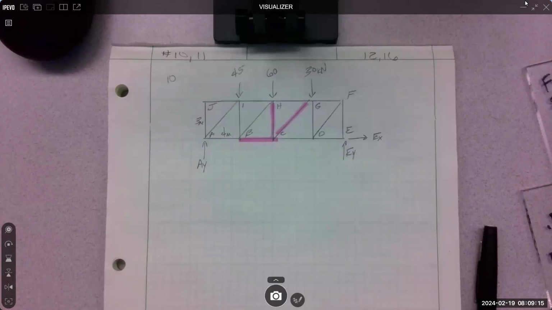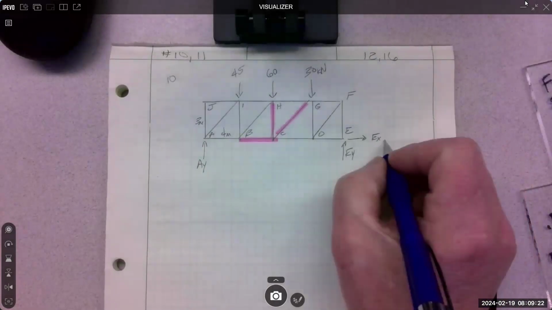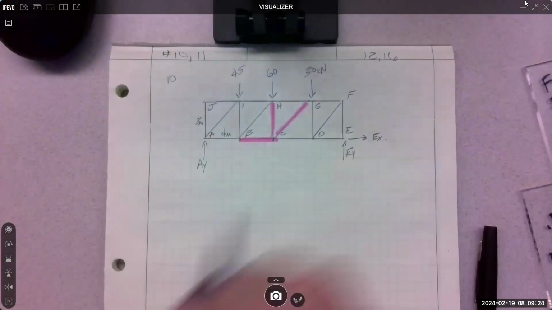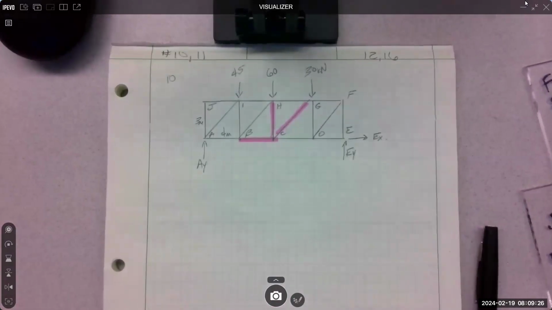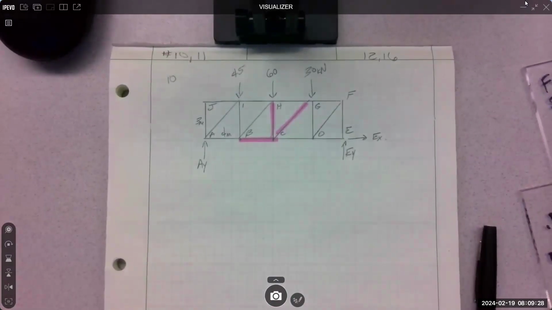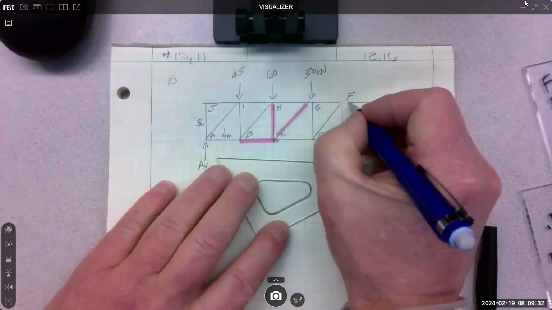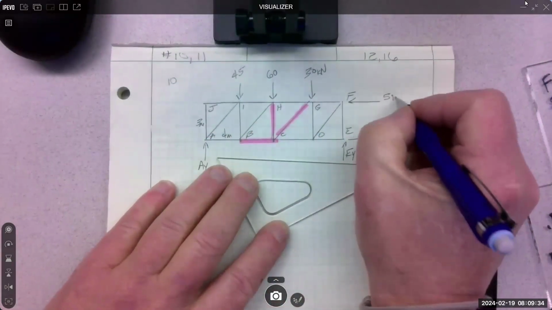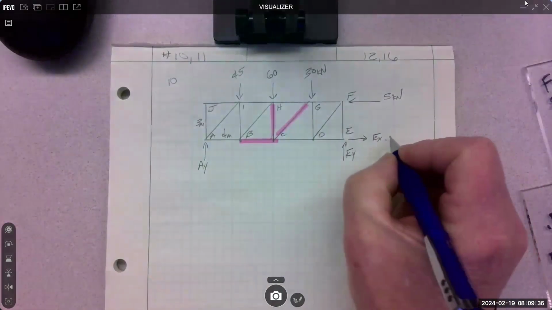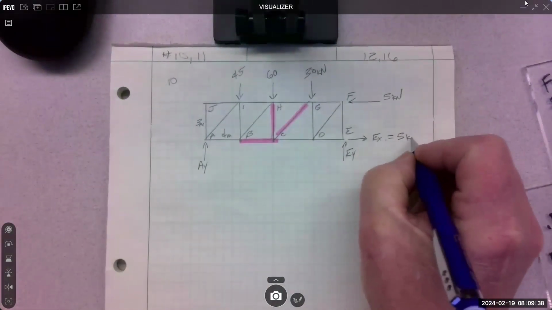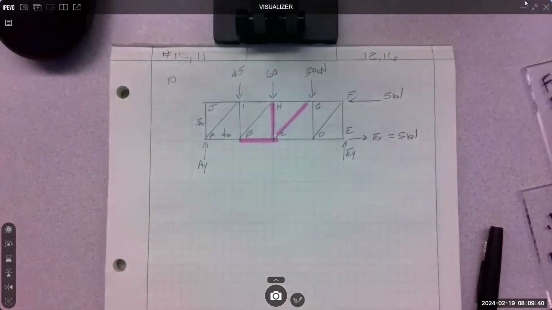What do we get for the reactions? EX is 5. Where's the 5K at? Did I not get it? Oh, there it is. Yeah, I forgot it. Thank you. That is true then. 5 kilonewtons, so EX would have to be 5 kilonewtons. Then what do we get for AY and E?